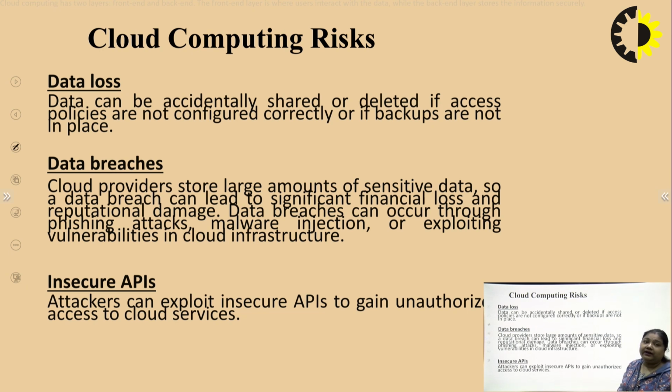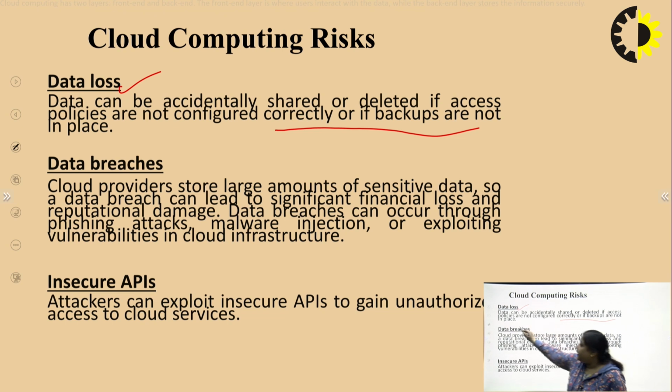Now, what may be the cloud computing risks? When we come to the risks associated with cloud computing, the first one is data loss. In traditional systems also data can be lost, but in cloud computing data can also be accidentally shared or deleted if access policies are not configured correctly or if backups are not taken regularly. So this risk is also associated with the traditional one, and we can also have this type of risk in cloud computing.